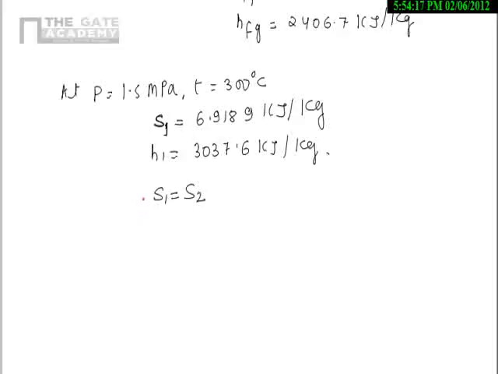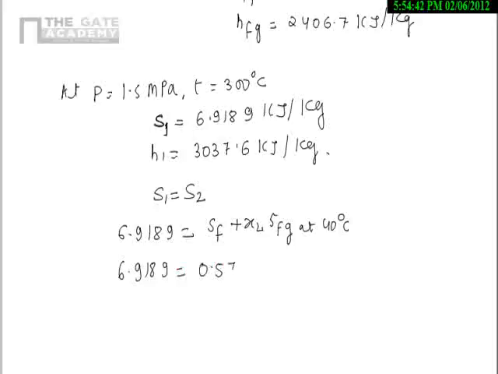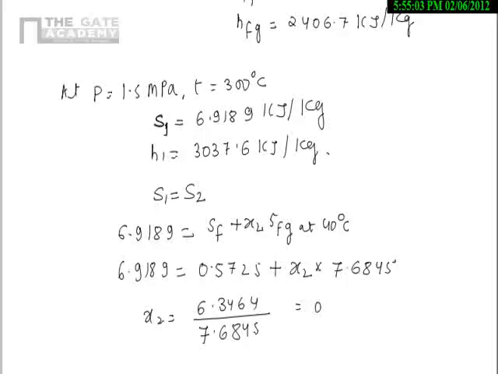So now I am having the value of S1, that is 6.9189, and for S2 I can write SF plus X2 SFG at 40 degrees centigrade. So 6.9189 equals SF at 40 degrees centigrade, we know that is 0.5725, plus X2, which we have to calculate, times SFG, we are having 7.6845. So X2 will be 6.3464 divided by 7.6845 equals 0.826, or we can say 82.6%.